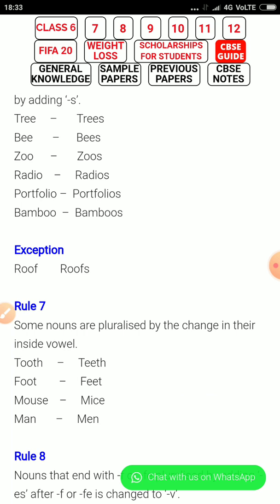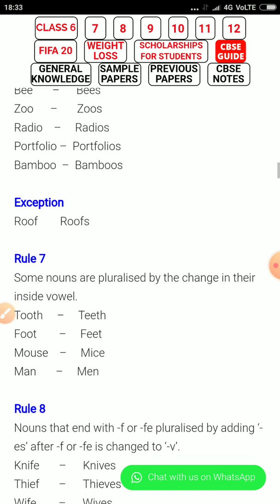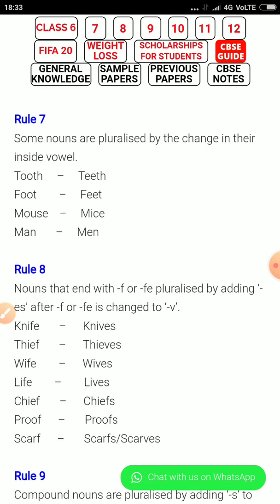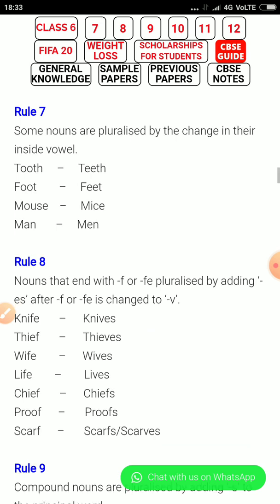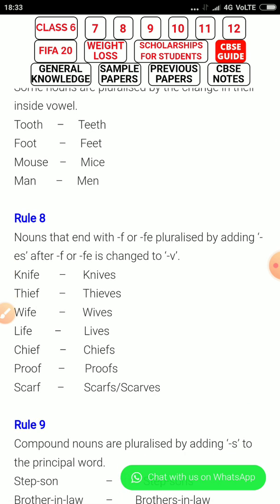Rule 7: some nouns are pluralized by a change in their inside vowel: tooth, teeth; foot, feet; mouse, mice; man, men. Rule 8: nouns that end with f or fe are pluralized by changing f to v: knife, knives; thief, thieves; wife, wives; life, lives. Exception: chief, chiefs; proof, proofs. Scarf, scarves.